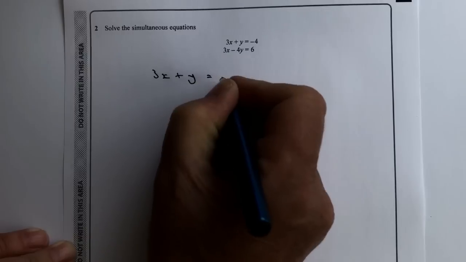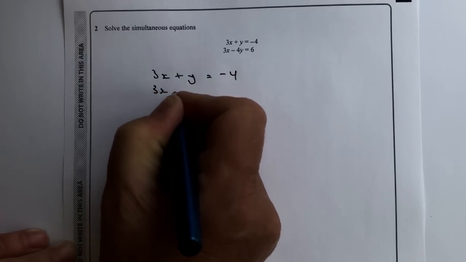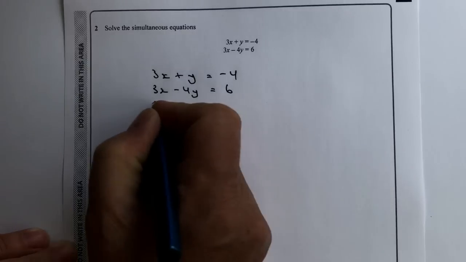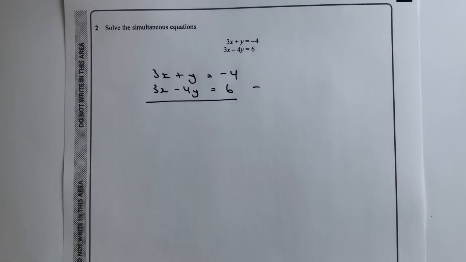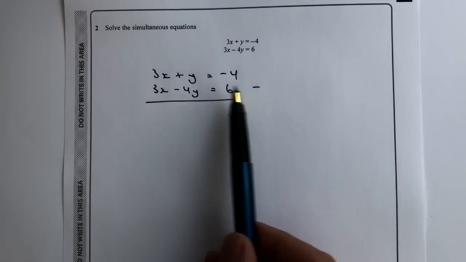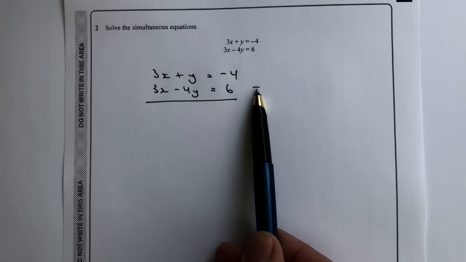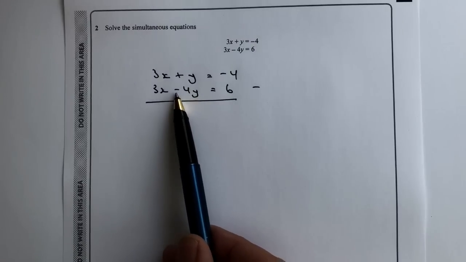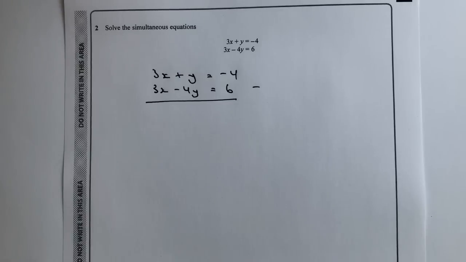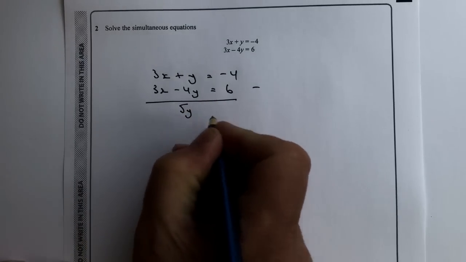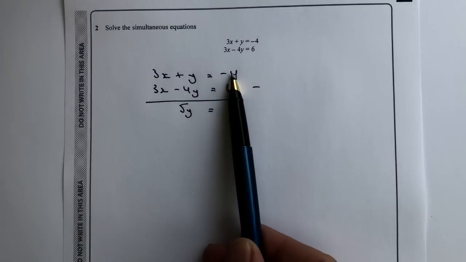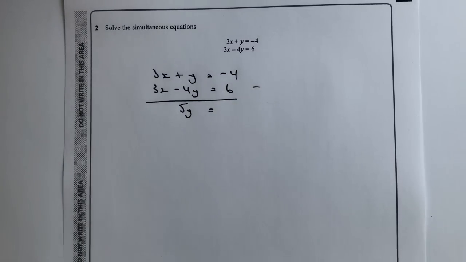So I've got 3x plus y equals minus 4 and 3x minus 4y equals 6. Okay, so if we're going to take one away from the other, we end up with 3x take away 3x, well that's 0, and then we've got y take away minus 4y. So you've got to be very careful about these minuses. Well, 2 minuses put together is going to be a plus, so that would become then 5y. Okay, and then we've got minus 4 minus 6. Well, that's going to be minus 10. Okay, so we've got 5y equals minus 10.